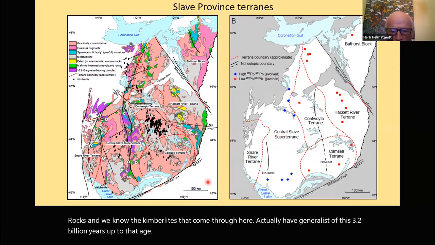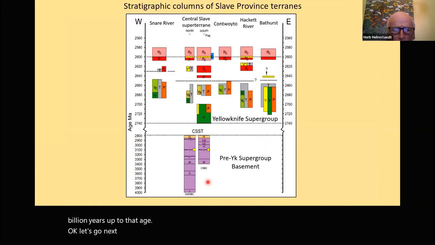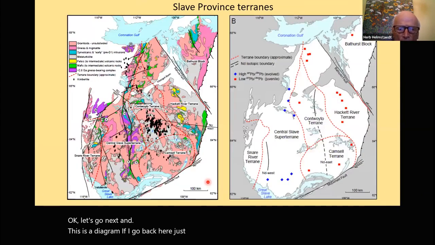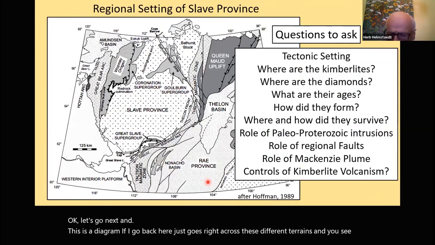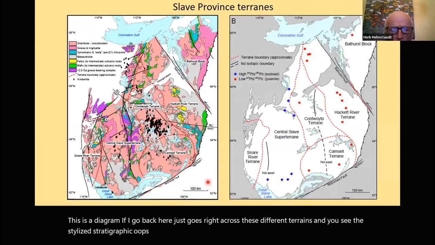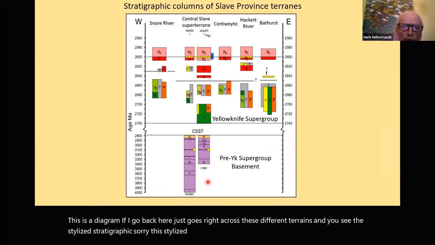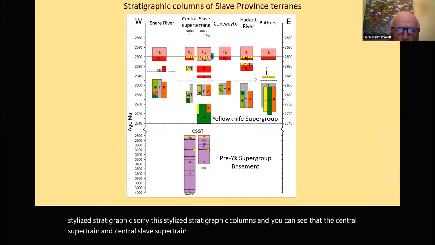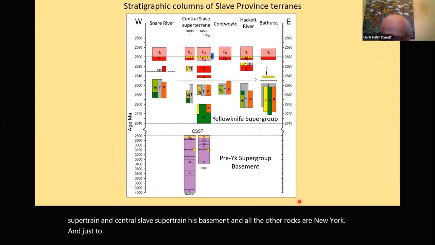Okay, let's go next. This is a diagram. If I go back here, this goes right across these different terrains, and you see the stylized stratigraphic columns, and you can see that the central Slave superterrane has a basement, and all the other rocks are Neo-Archean.